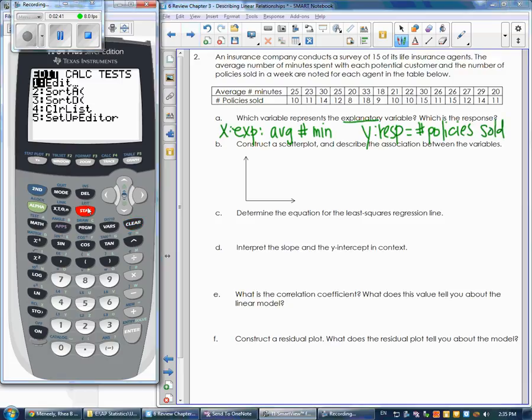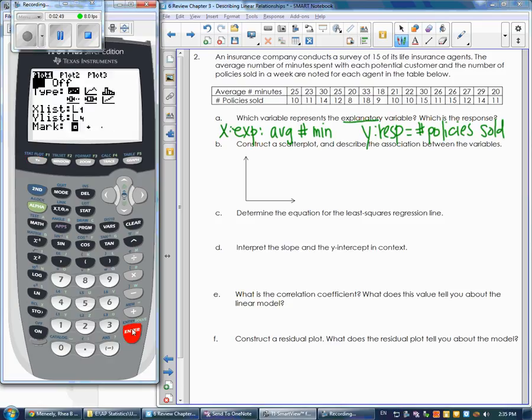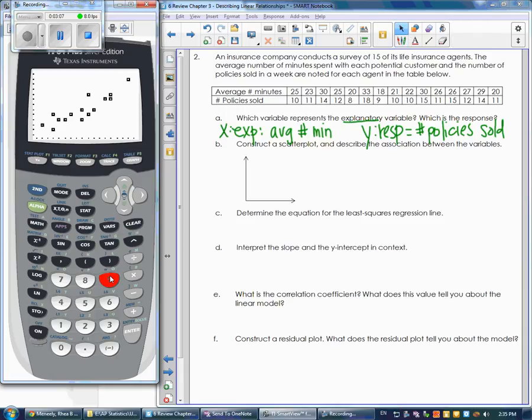So I've already got the data in my calculator in lists 1 and 2. And I'm going to go ahead and construct a scatter plot. If I go into y equals, I'm going to make sure that I pull my x's from list 1 because that's where I store them, and my y's from list 2. Let me make sure I don't have an equation. Oops. In y equals, it looks like I do, so I'm going to clear that out. And then I'll zoom 9. And so there's my scatter plot. I'm going to do a screenshot of this.